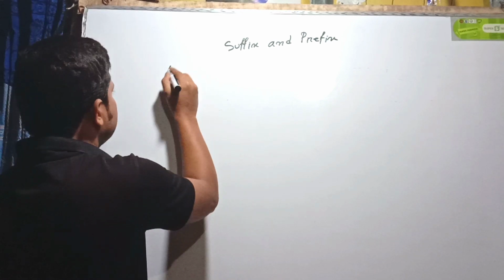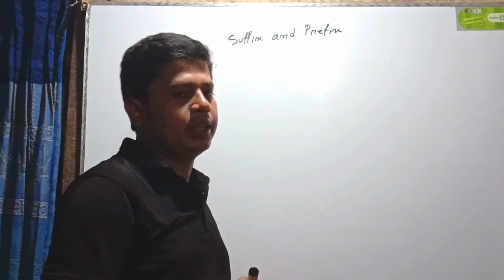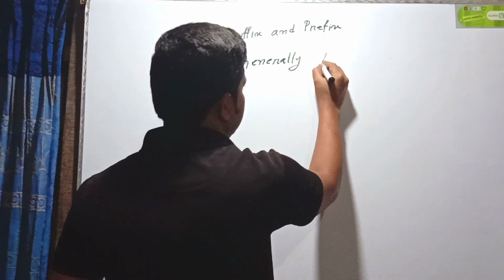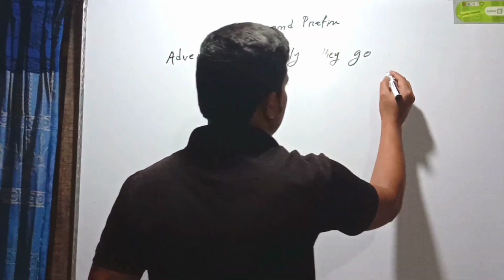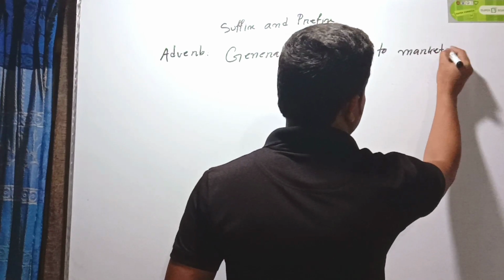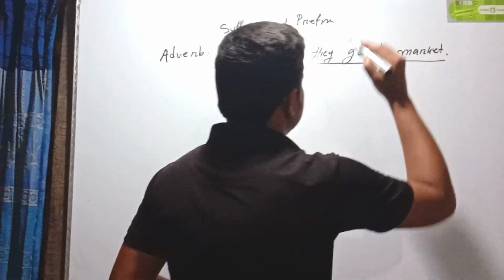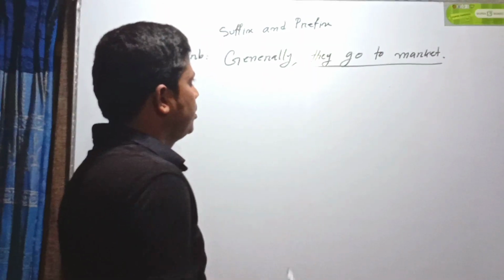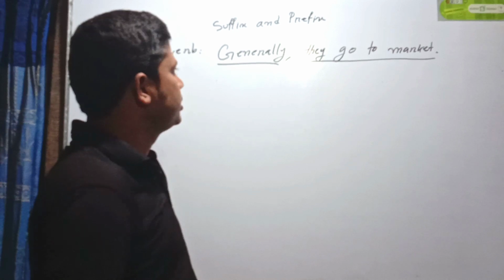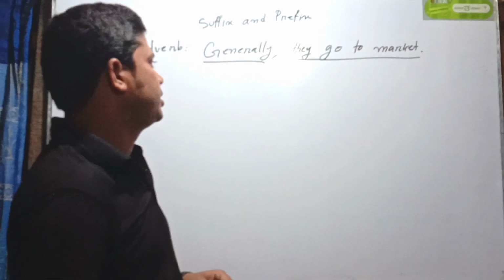Adverb. An adverb can sit before a sentence, such as generally, they go to market. Here there is a sentence, and before that, before the comma, there is an adverb.